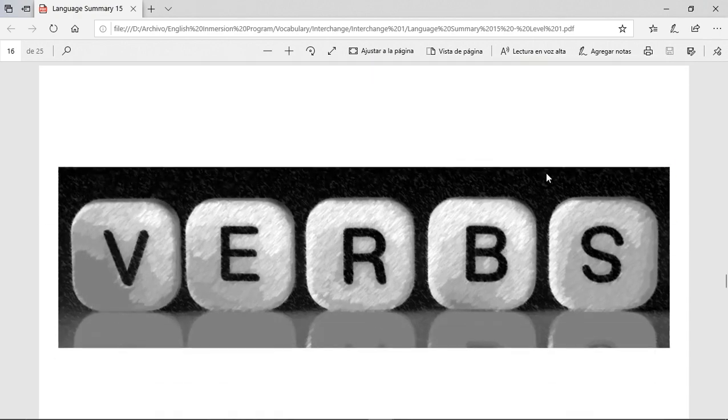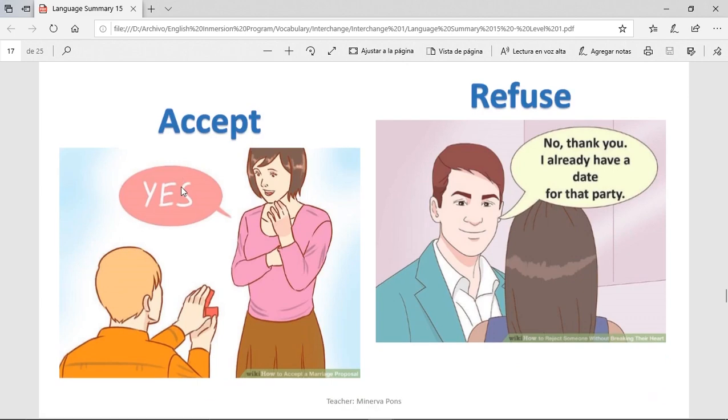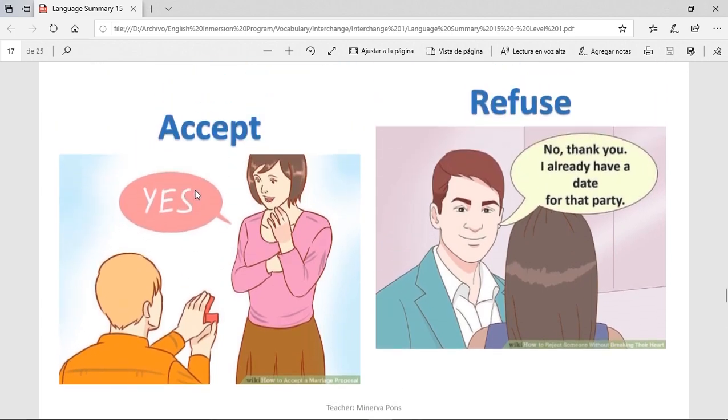Let's see some verbs. Accept. When you accept is when you say like yes to something and you comply with what the other person is telling you.